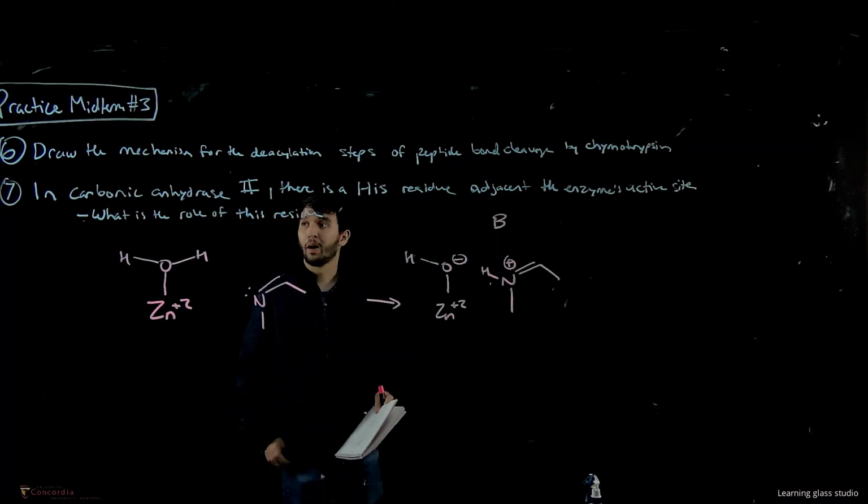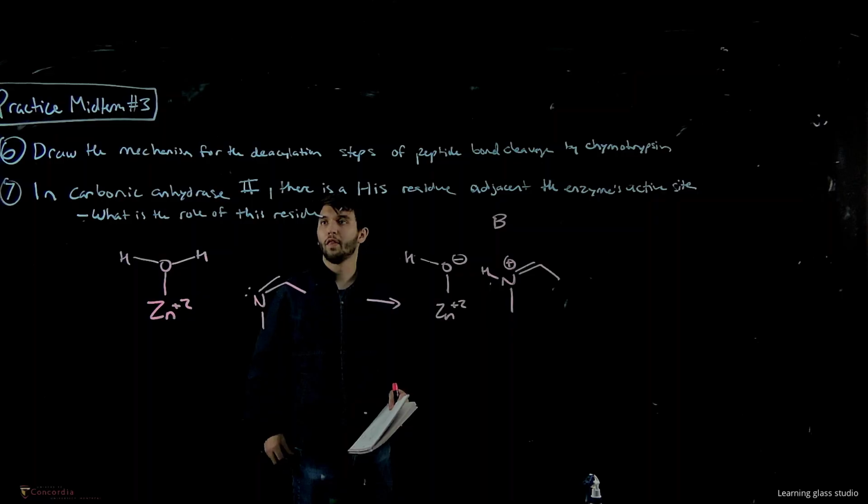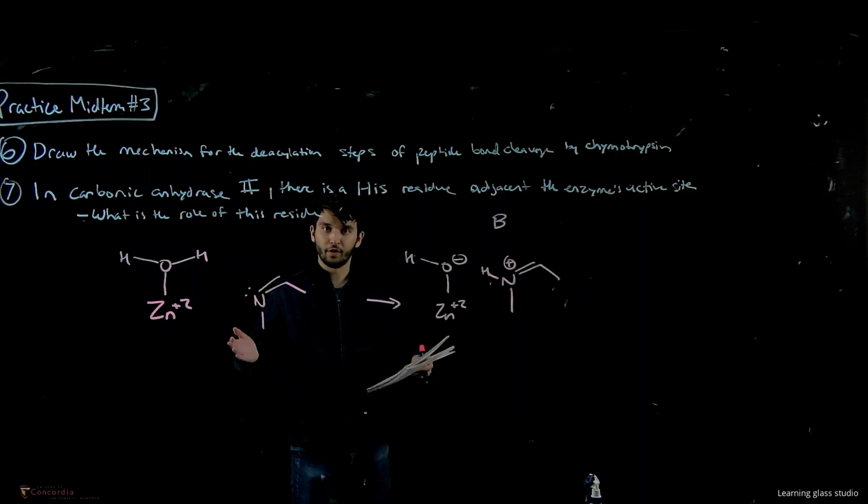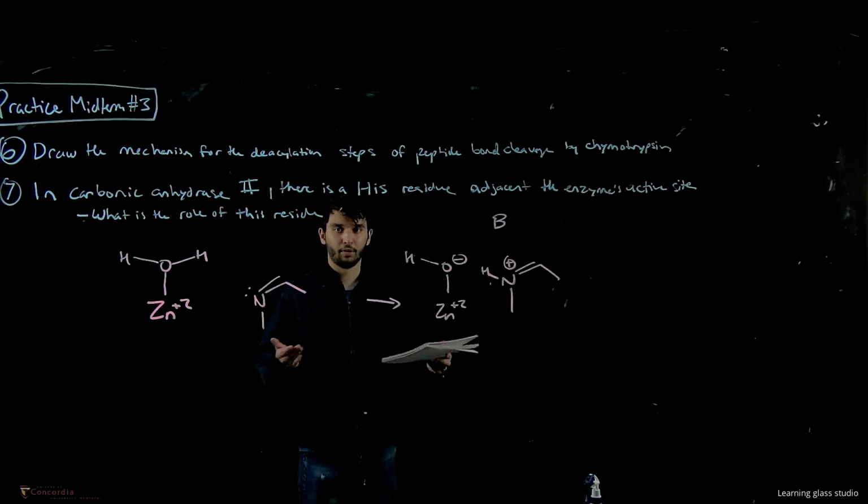All right, the next problem, problem 6, asks us to draw the mechanism for the deacylation steps of peptide bond cleavage by chymotrypsin. So this is steps 5 through 8. I've actually made a separate video detailing the chymotrypsin mechanism, so we will skip this problem just in this practice exam. If you'd like to look over it, I made a separate video on it uploaded to this channel.